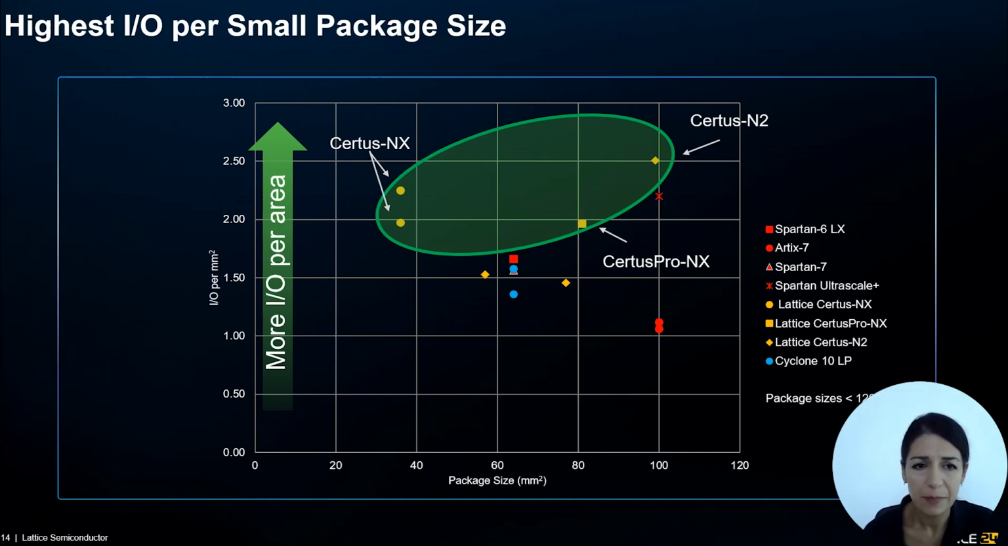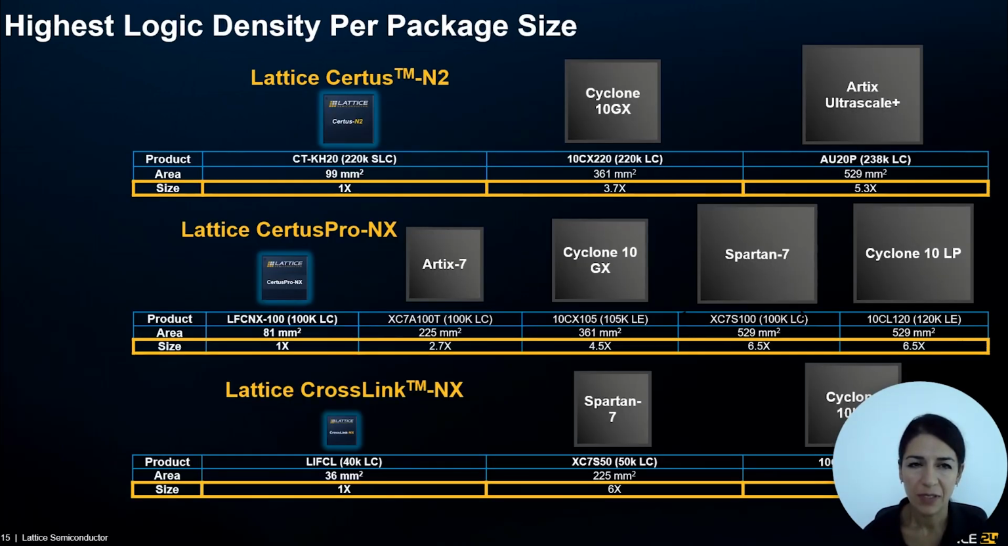Logic density is also equally important as I/O density, so that you can house the logic and functionality required in your FPGA for your system. Starting at the bottom, today you can get an FPGA with 40K logic capacity that'll fit into a 36 millimeter square package.